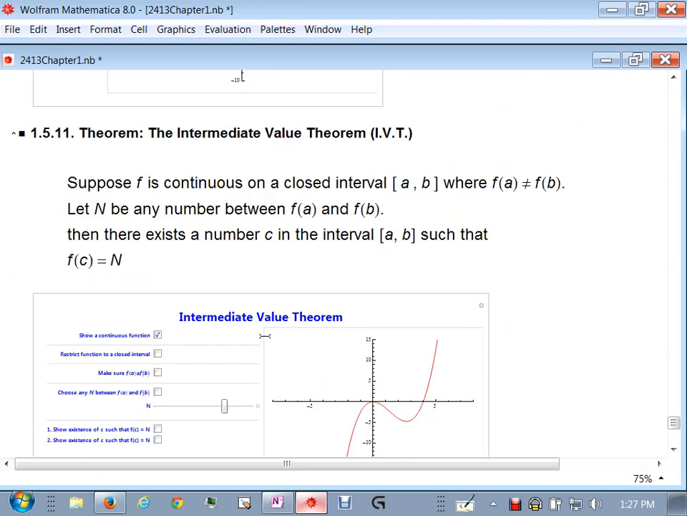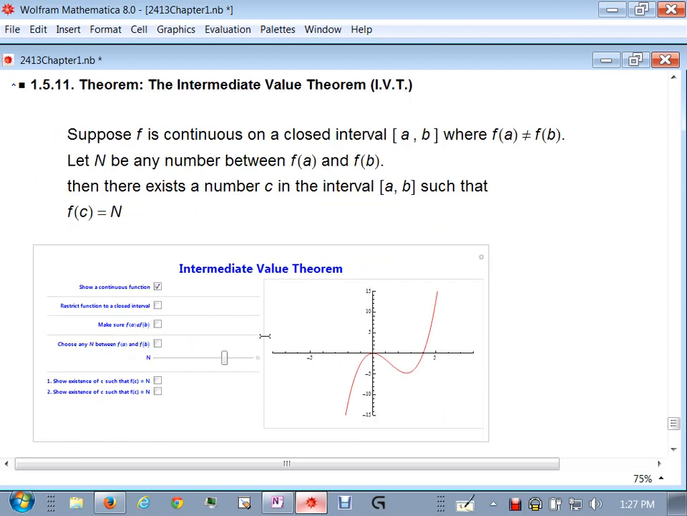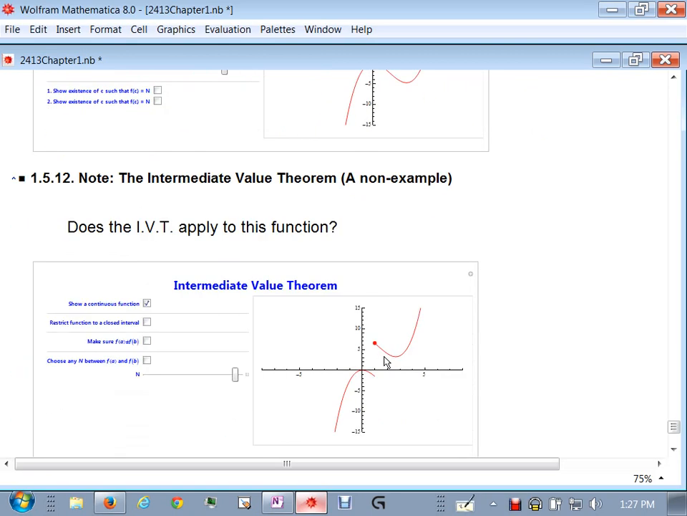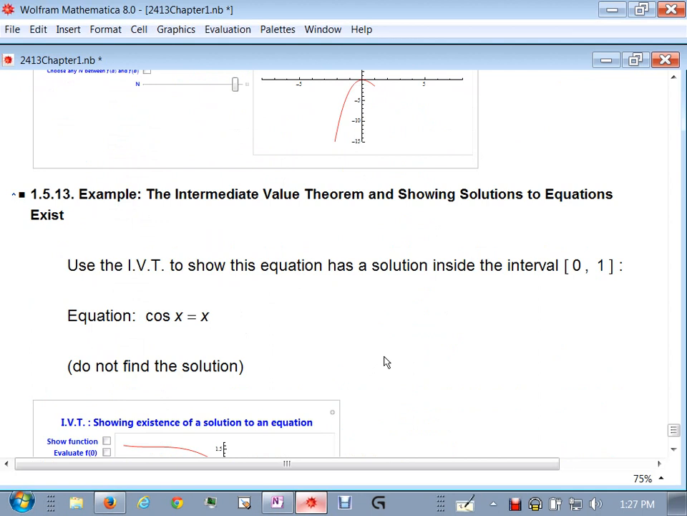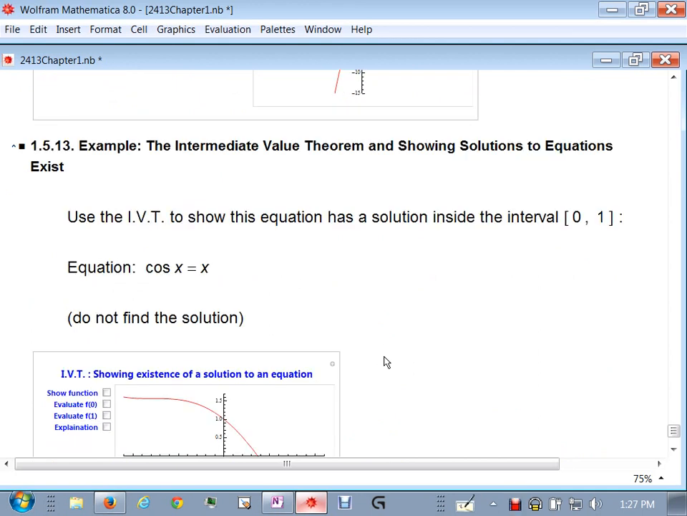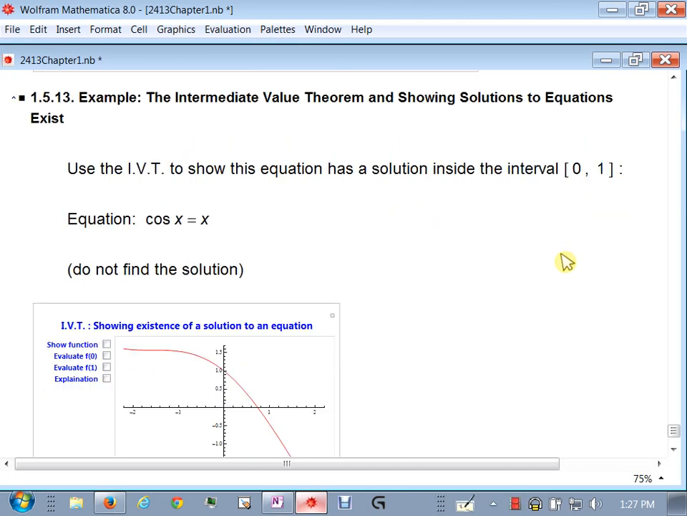Here's one of the major results of continuous functions. And this is kind of weird. If you watch my video, I hope this made sense, but I'm going to actually do a problem just to work it out, because you can really overcomplicate this. I don't want you all to do that. Use the intermediate value theorem to show that this equation has a solution inside the interval 0, 1.